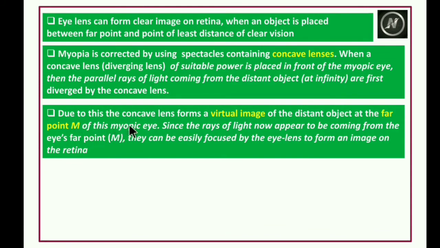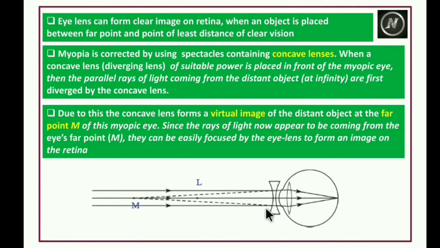Due to this, the concave lens forms a virtual image of the distant object. The concave lens diverges the light rays coming from beyond the far point, and forms the virtual image of the distant object at the far point M of this myopic eye. Since the rays of light now appear to be coming from the eye's far point M, they can be easily focused by the eye lens to form an image on the retina.